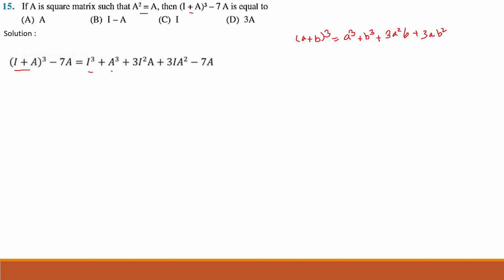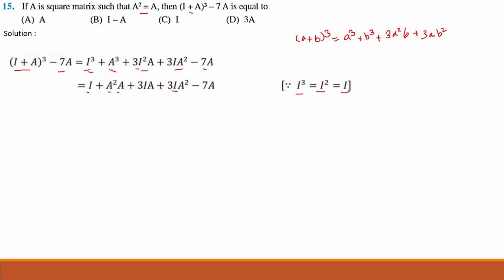It will be I cube plus A cube plus 3I square A plus 3I A square and ये माइनस 7A यहाँ पर है. अब क्योंकि I cube को हम लोग I square और I square को हम लोग I लिख सकते हैं, so we can write this as I and also we can split this cube into A square into A plus 3IA plus 3IA square minus 7A.